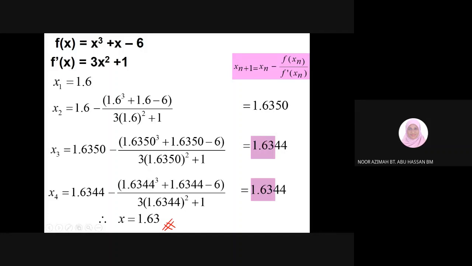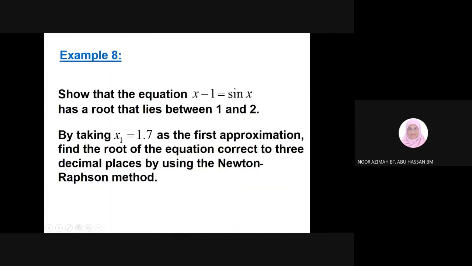Okay, moving on to second last example. We show that the equation given has a root between 1 to 2. Okay, buat secara algebraic. And then in first initial approximation pun dah diberi. Okay, and then find the root of the equation correct to 3 decimal places. 3 decimal places. Okay, I would like to emphasize on one thing.